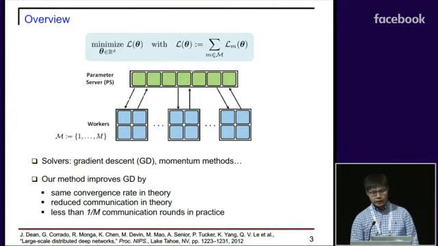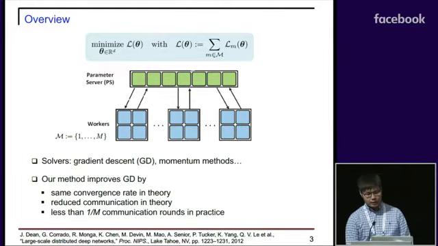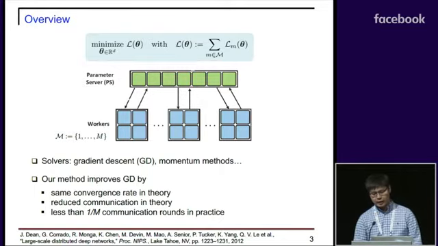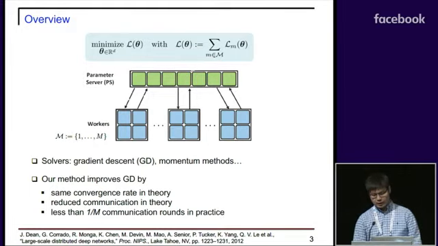However, in learning settings where the workers are mobile devices, such an iterative procedure is not that effective because the uplink communication will become the bottleneck. So we developed a new method that can improve GD by achieving the same convergence rate, reducing communication complexity, and in practice, our algorithm can save more than 90% communication of GD.